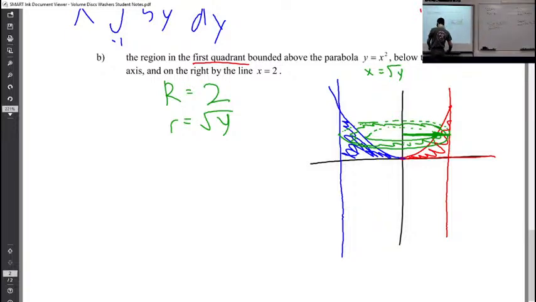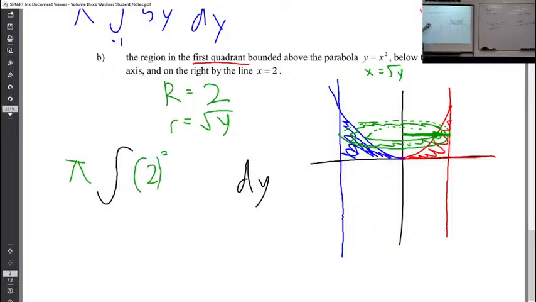So that means our integral in terms of y, we're going to put a pi out in front. It's going to be big R squared minus little r squared. So that is 2 squared minus our little r, which was square root of y, squared.